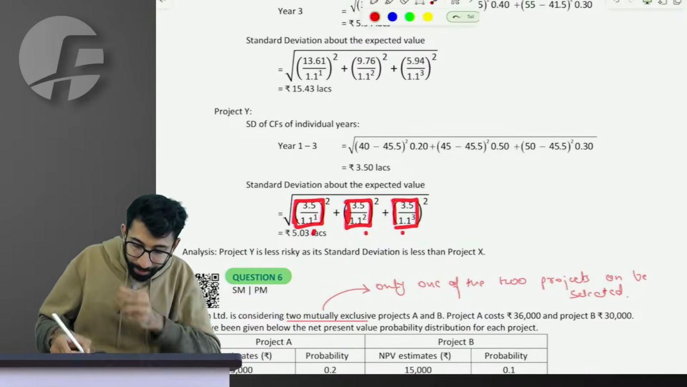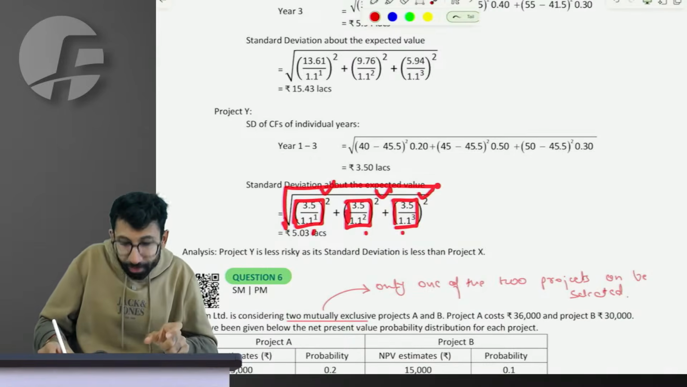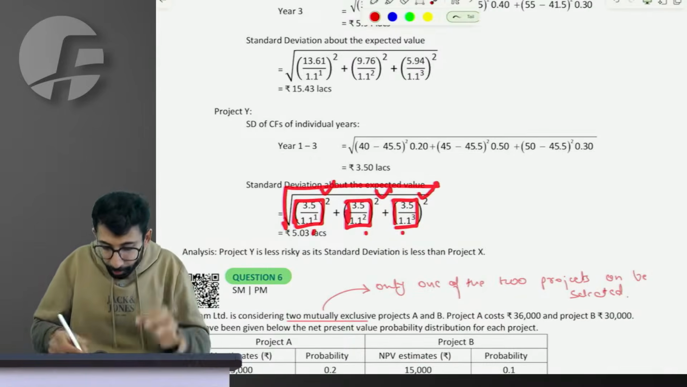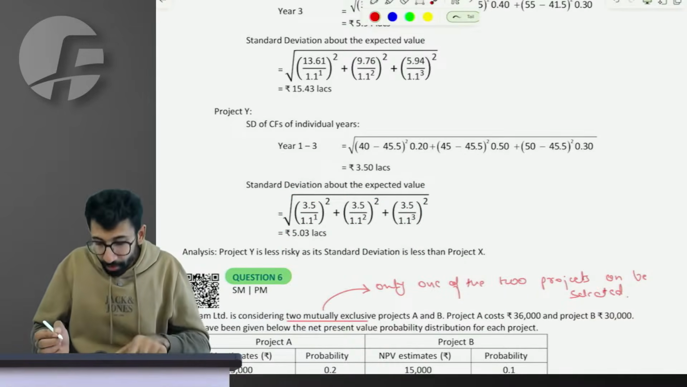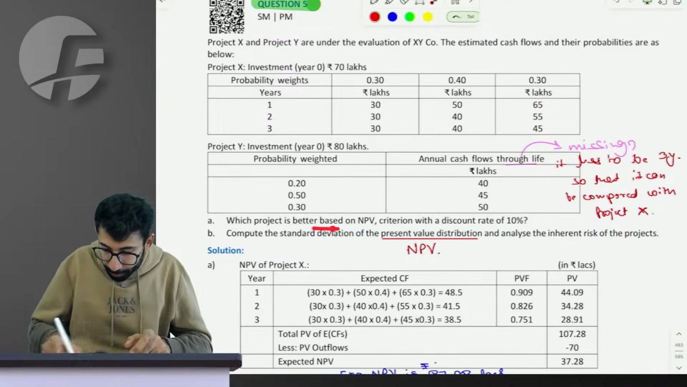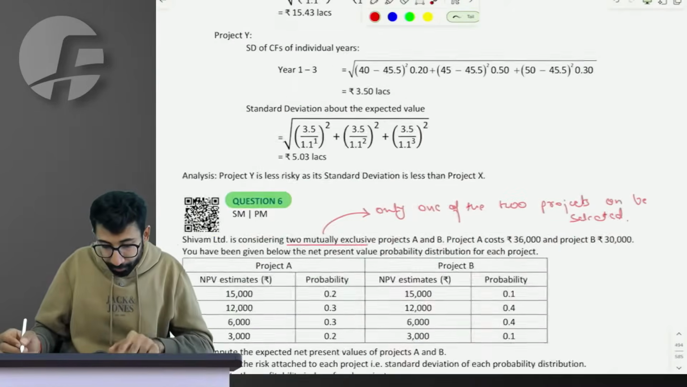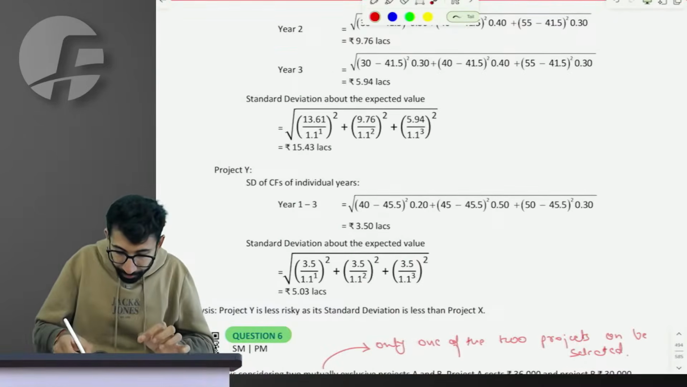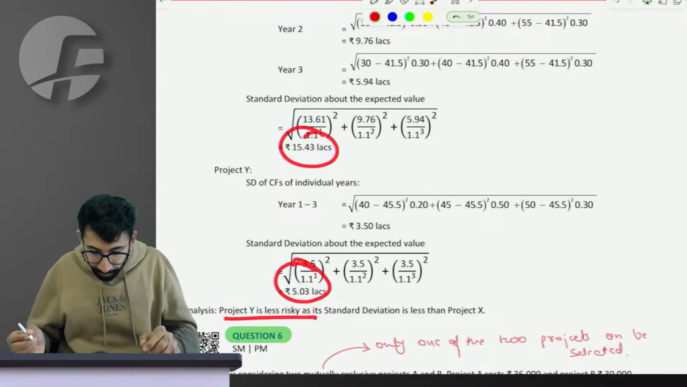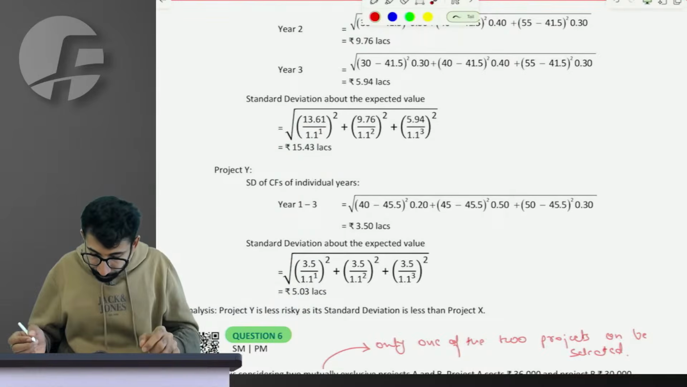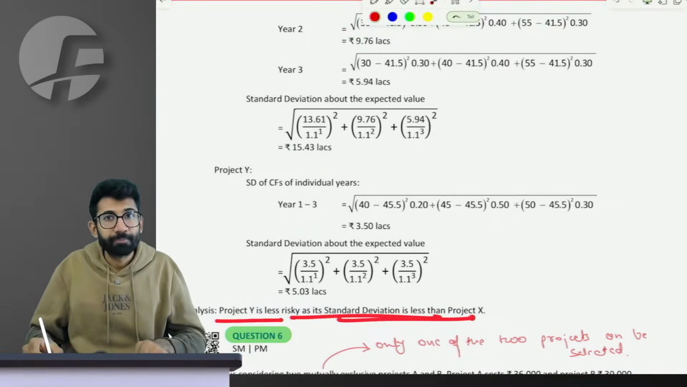So let's add them up, but at squared level. First you square, then you add up, and you have the variance of the NPV. When you take the square root, you have the standard deviation of NPV as 5.03 lakhs. So first you have to comment from the perspective of return, then from the perspective of risk. Sir, which one has a lower risk? 15.13 versus 5.03 gives me project Y is less risky than project X.